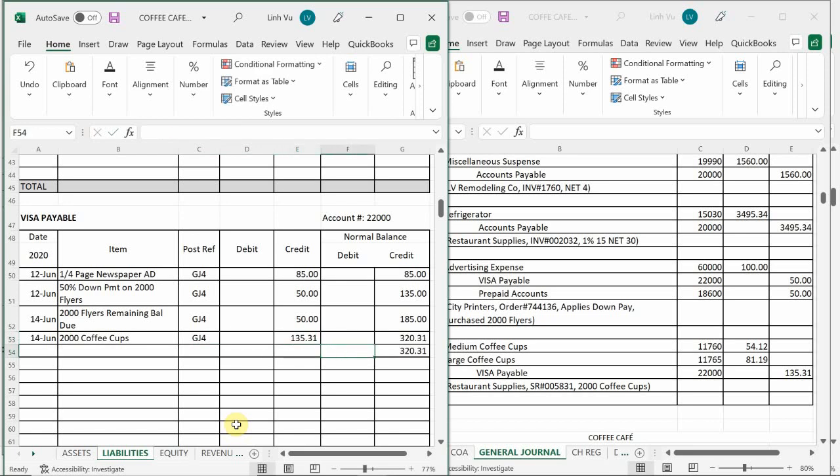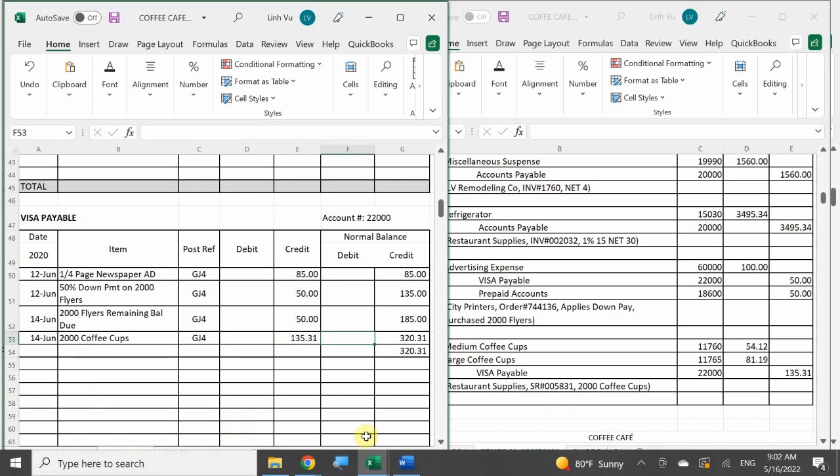$135.31. So therefore, that should increase your Visa payable to a total of $320.31. Okay. And of course, we need to keep the receipt and make a record of this in case we need to return the coffee cups for any reason. Maybe it's the wrong style, the wrong materials, or they're not good for hot or cold coffee. Whatever the reason you need to return it, return it.